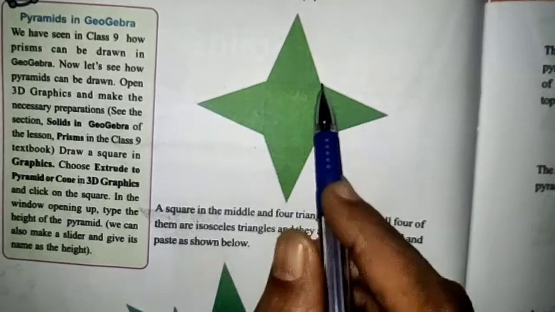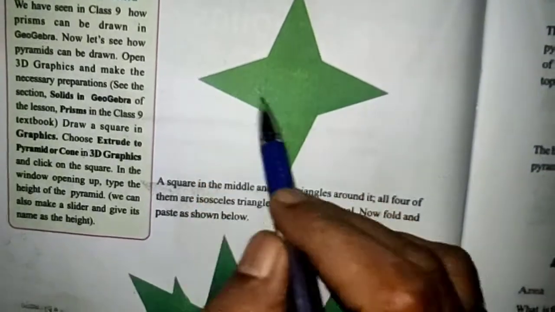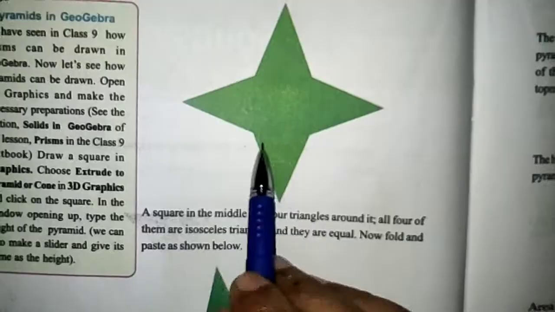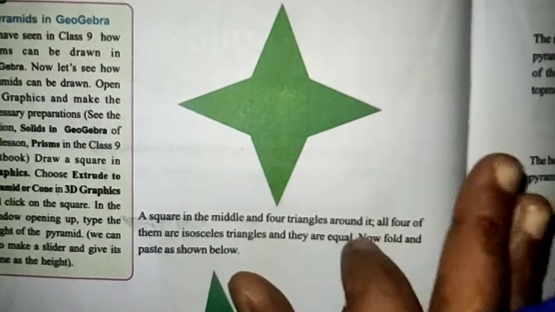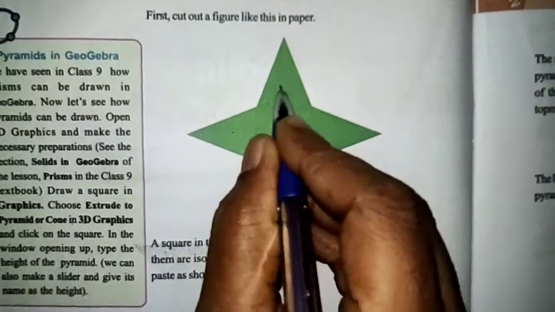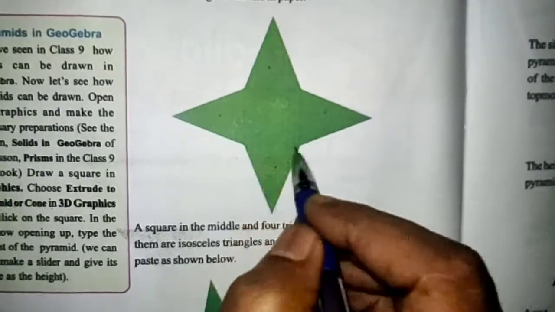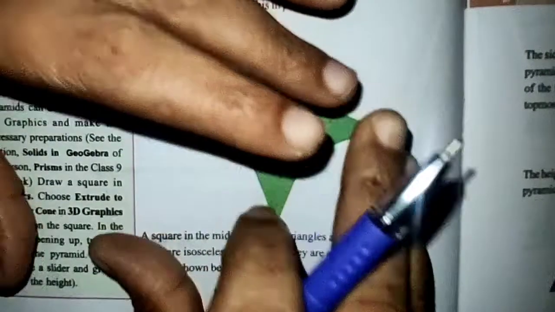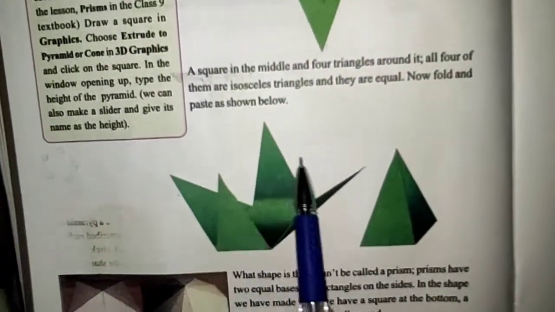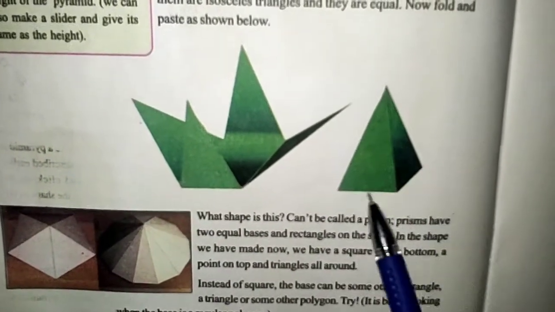In the middle we have a square, and on its four sides we have four equal triangles. Equal triangles mean that if you place one over the other, they should be exactly joined. That's what we call equal. So all four triangles are equal. If we fold this, see, here we have another picture, if we fold like this we get a square pyramid like this.